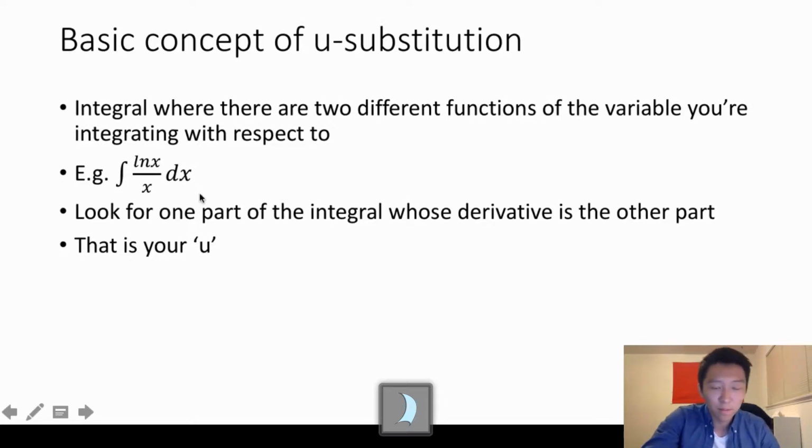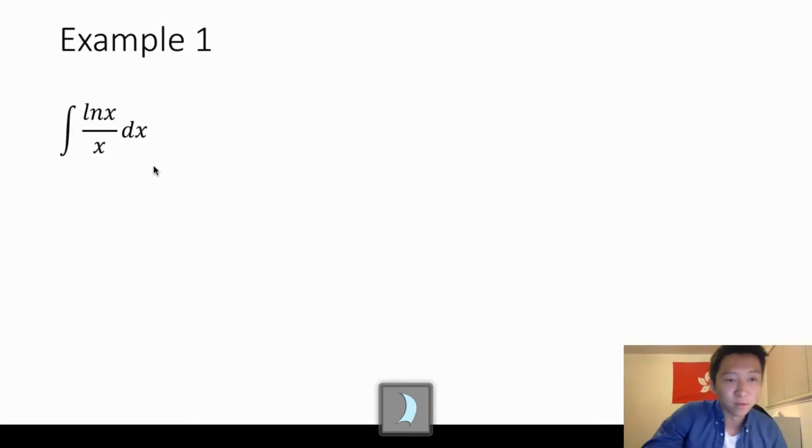You're trying to look for one part of the integral whose derivative is the other part, and that part is your u. So in this case, one part of the integral is ln x, and the derivative of ln x is 1 over x. So your u in this case should be ln x. It probably sounds pretty confusing right now, but we'll take a look at some examples to better clarify this concept. So here's example one.